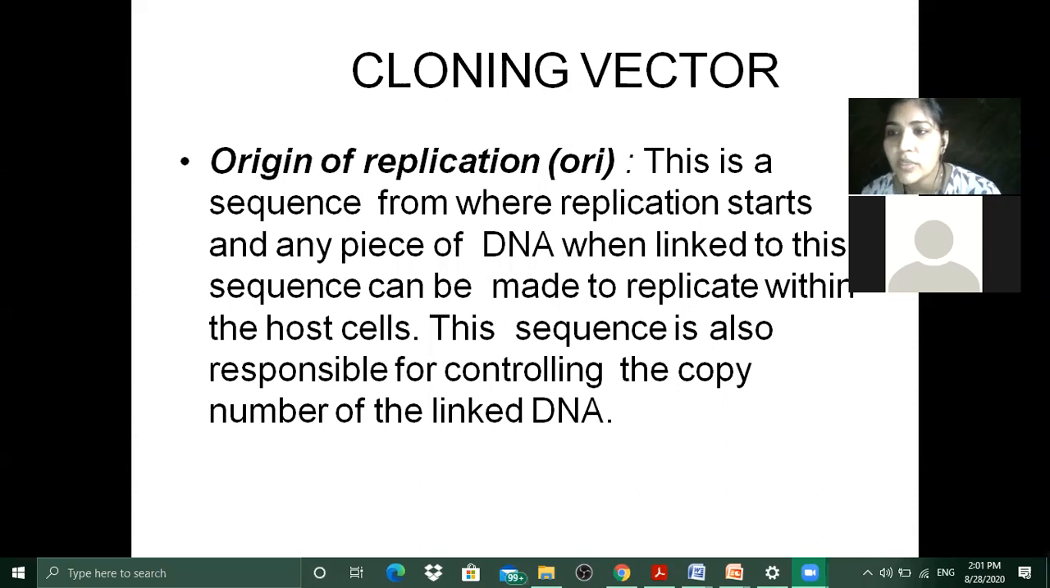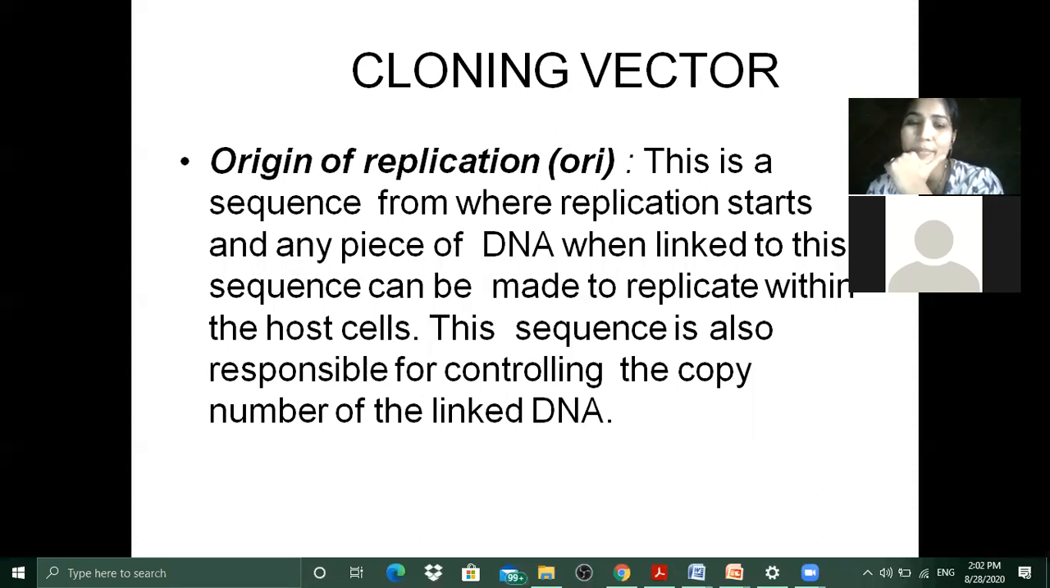Which type of restriction enzymes determine the palindromic sequences to restrict the DNA? Palindromic sequences are nothing but mirror images, right? Type 2? Very good, Sheetal. It is type 2 restriction enzyme which determines the palindromic sequences. And what are the examples of type 2 restriction enzyme?